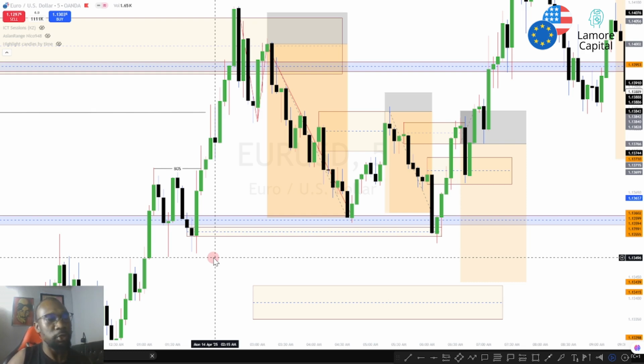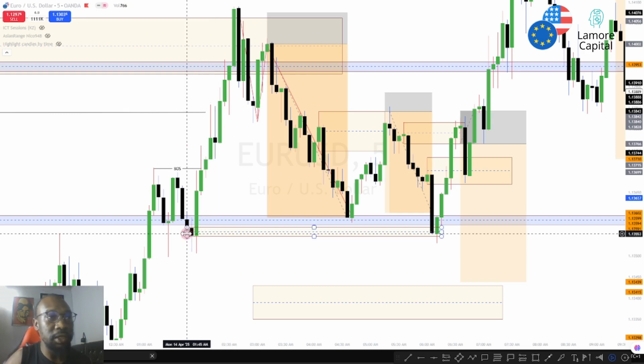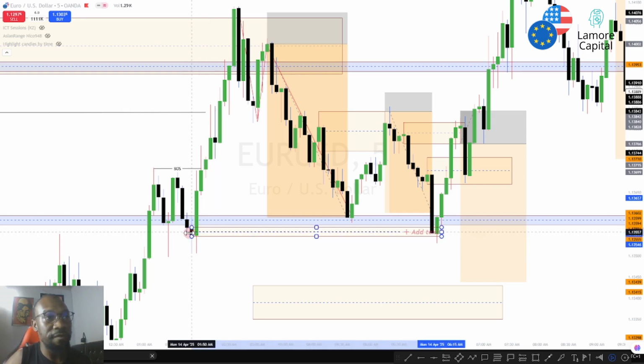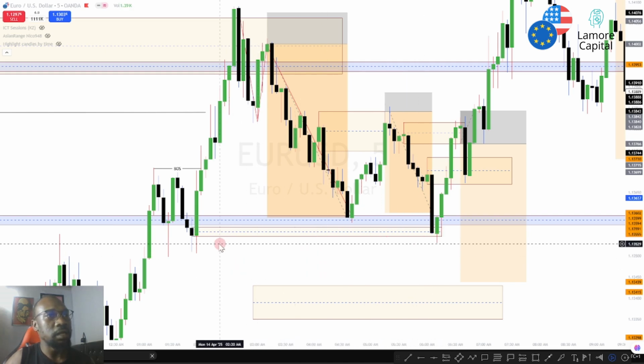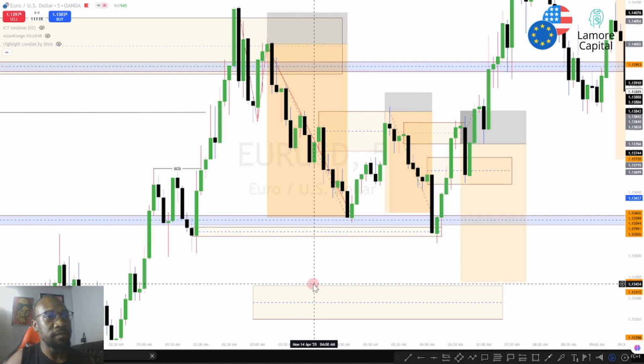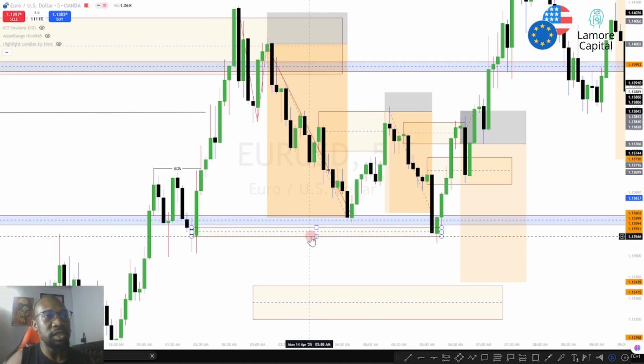You make sure you use the body candle, because the wicks are wider than the body candle. So irrespective, you use the body candle as your entry confirmation, and that is the confluence for this particular trade.